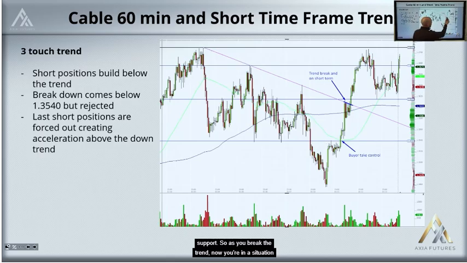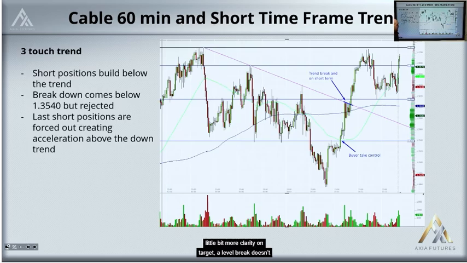So as you break the trend, now you're in a situation where anybody who is still short is going to start getting stopped out. There's no reason to still want to be short once this trend breaks. This was what was holding the market down. You get this nice quick move up, target-wise as well, and this is what is very useful about a trend break. They can provide you a little bit more clarity on target.